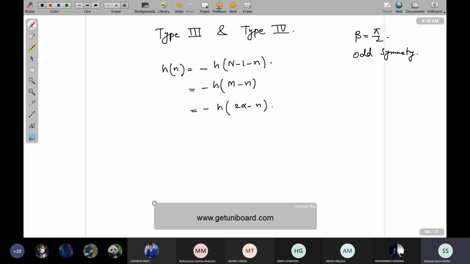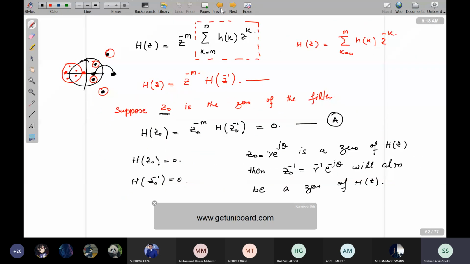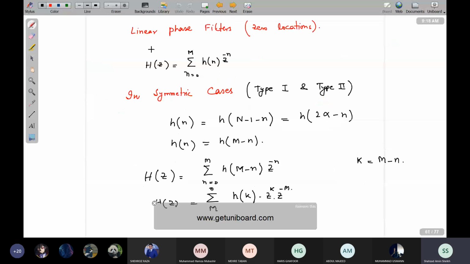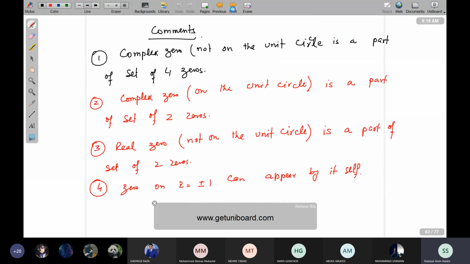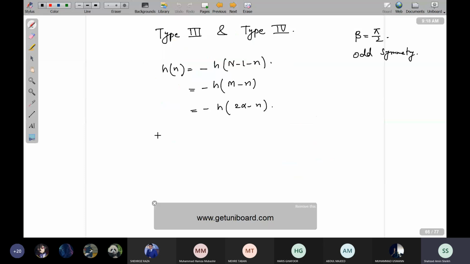But as we started our discussion with the expression using m, this expression, and we had used this equation there. So now we will be using a minus sign for odd symmetry. And as a result, we will be getting our h of z that would be equal to negative... In the case of type 1 and type 2, we had found out it was z to power minus m h of z inverse. Now it is a negative sign because of this negative sign in the conditions of odd symmetry.